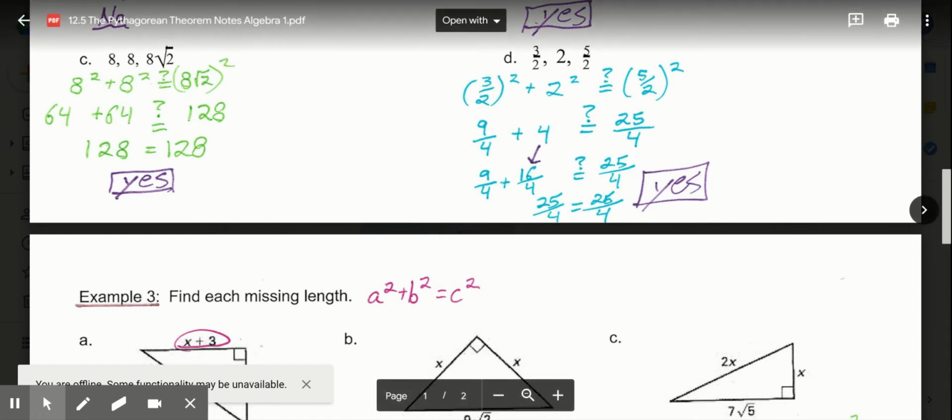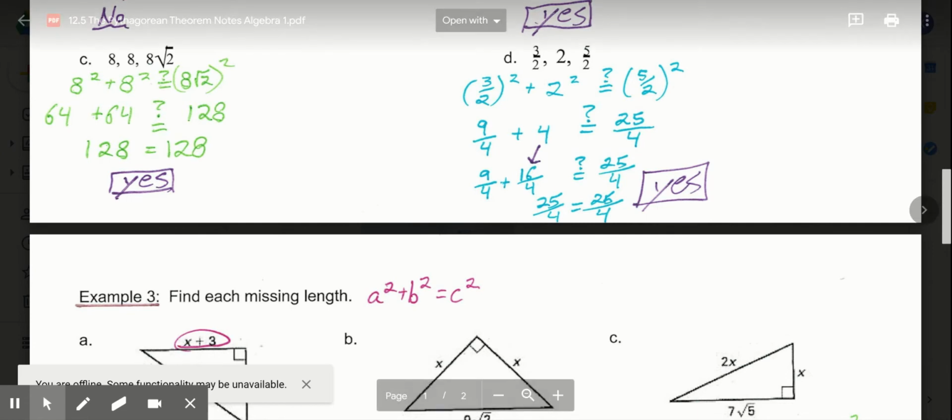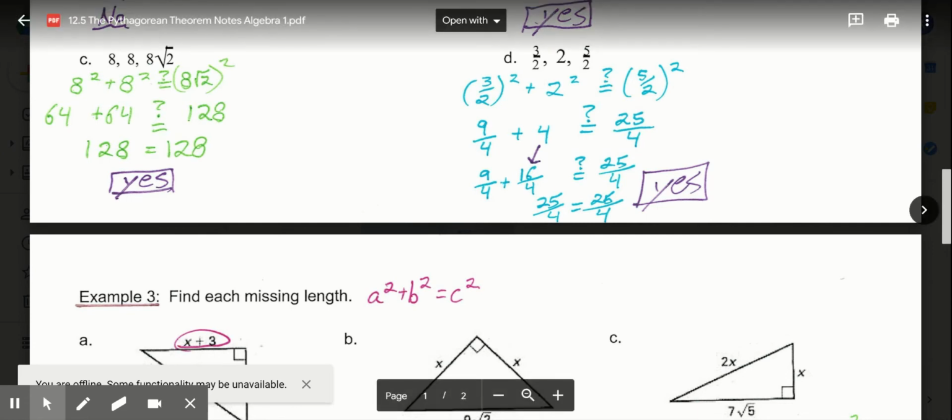So in C, 64 plus 64 on the left, 8 square roots of 2 squared is 128, because that becomes 8 times 8 is 64, square root of 2 times square root of 2 is 2, so then 64 times 2, 128. 128 equals 128, so yes, it's a right triangle.